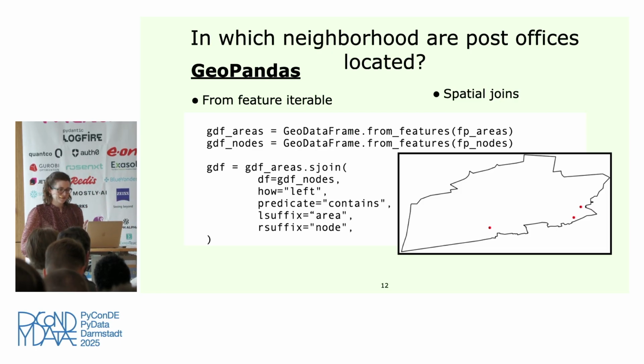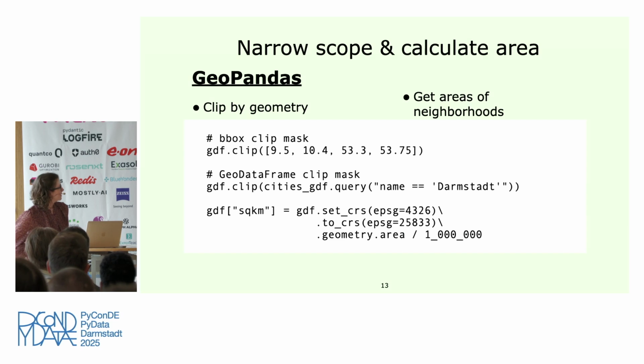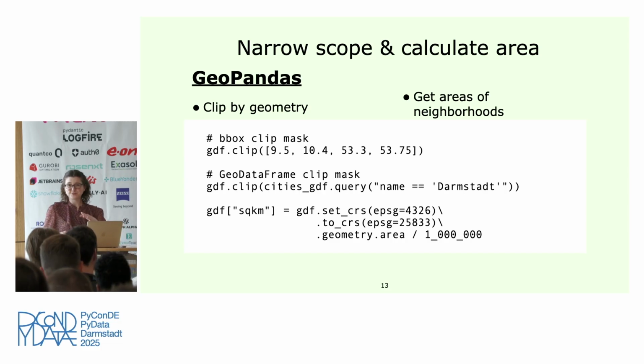What are there? Then we can group by the unique areas and get the total number of post offices in areas. Oh, it seems like maybe I've lost connection here. Ah, she's back. All right, so then finally, we're going to narrow the scope and calculate the area. In the Hamburg extract, for example, it also includes the Hamburg-Wattenmeer. Not really interested in it. No offense, Wattenmeer. So we can clip this then by the bounding box just to get Hamburg City.